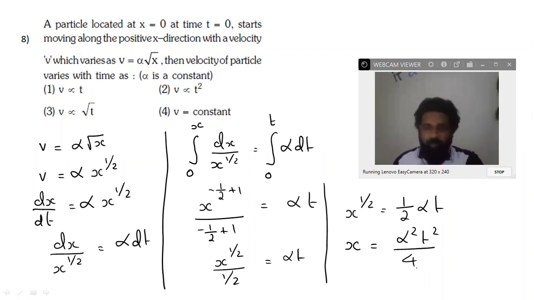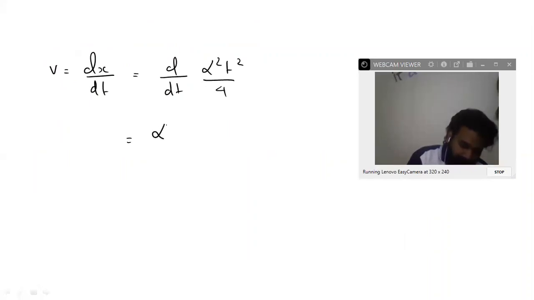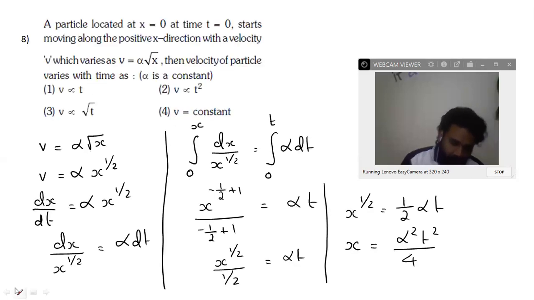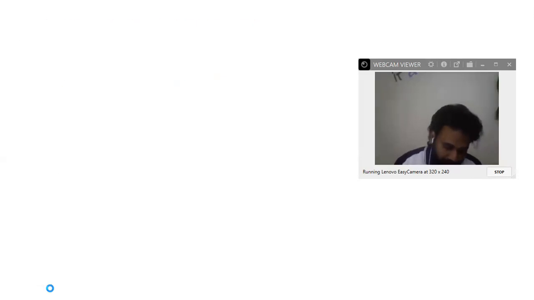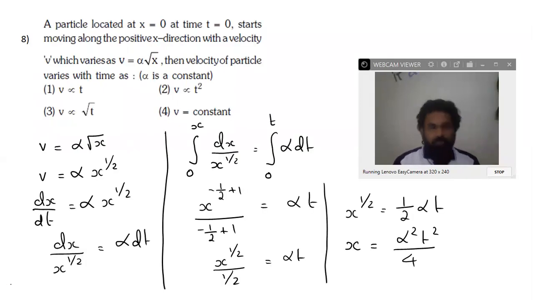Now we got the position in terms of time. Now in order to find velocity, v is equal to dx by dt, we can do d by dt of alpha square t square by 4. So this will become alpha square by 4 into 2t. So from this we can write v is proportional to time t. Option 1 is the answer. Is that clear for all of you? Did you understand the solution? So option 1 is the answer.